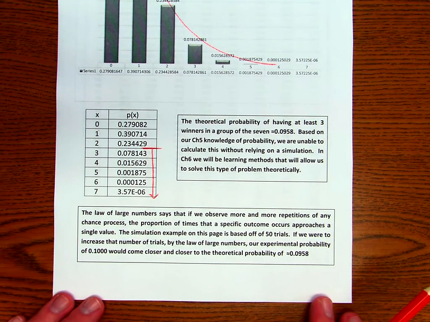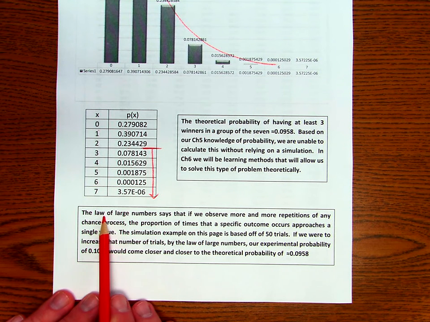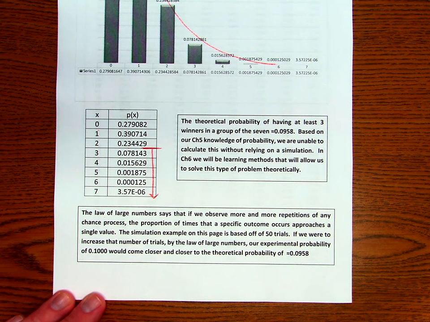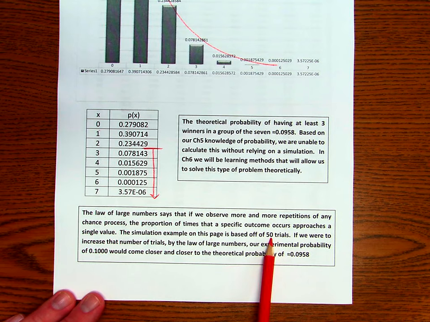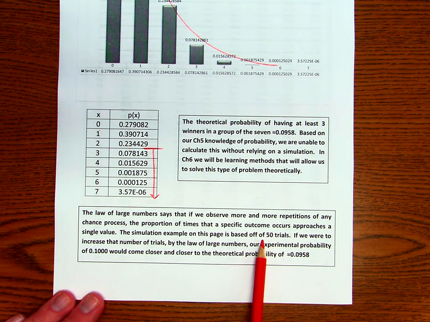All right, Chapter 5 concept that we talked about, law of large numbers. The law of large numbers says that if we observe more and more repetitions of a chance process, the proportion of times that a specific outcome occurs approaches a single value. The simulation example on this page is based off of 50 trials. If we were to increase the number of trials, by the law of large numbers, our experimental probability of 10% would come closer and closer to the theoretical probability of about 9.58%. So paraphrasing this a little bit, if we did 500 trials instead of 50, then that would come closer to that. If we did 5,000, 5 million, 500 million, the more trials that you do, the closer the experimental probability comes to the theoretical probability.